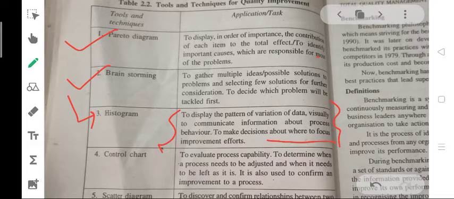First is the Pareto diagram, second is brainstorming, third is the histogram, and fourth is the control chart. What is the control chart? To evaluate the process capability, to determine when a process needs to be adjusted and when it needs to be left as it is. It is also used to confirm an improvement to a process. So the tools and techniques are the Pareto diagram, brainstorming, histogram, and control chart.